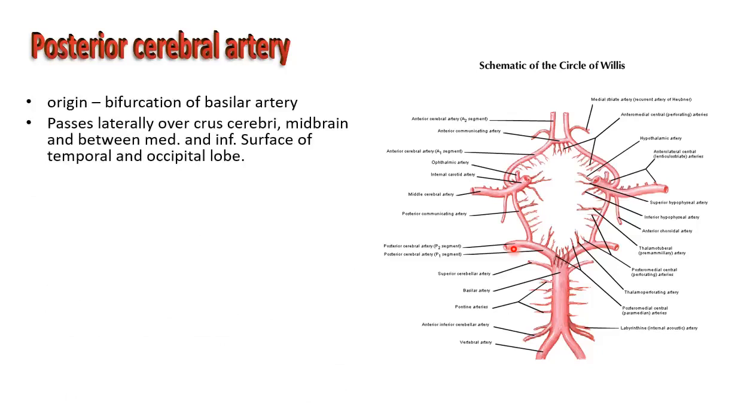It runs over the crus cerebri, midbrain, and between the medial and inferior surface of the temporal and occipital lobe, and it receives the posterior communicating artery from the internal carotid. You can see that is the posterior communicating artery. So this is your arterial circulus, or circle of Willis, which we are going to see very shortly after this posterior cerebral artery.